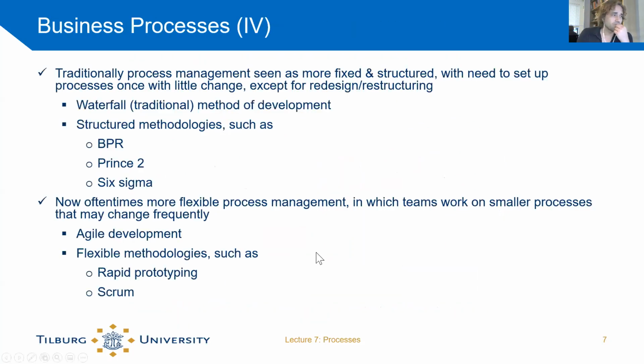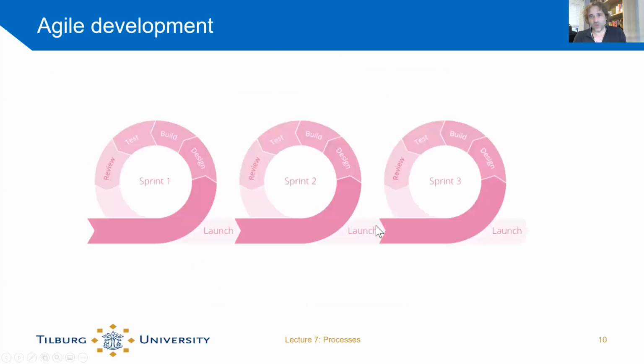Back to this slide. And with agile development come more flexible methodologies for software development and other project management. So, for example, rapid prototyping, Scrum software engineering, or Scrum project development, or project management in general, are flexible methodologies which are agile, so which are specifically designed to work in this way.